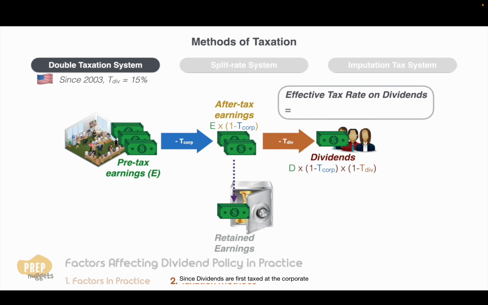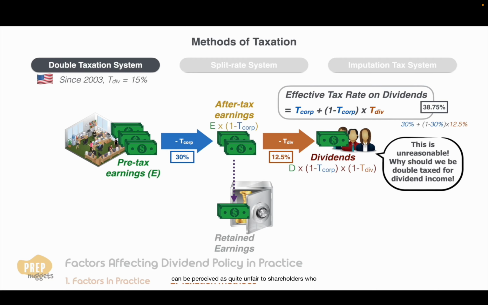Since dividends are first taxed at the corporate level, with the after-corporate tax amount taxed at the individual level, we can calculate the total effective tax rate as the corporate tax rate plus 1 minus the corporate tax rate times the tax rate on dividends. So, for example, if the corporate tax rate is 30% and tax rate on dividends is 12.5%, the effective tax rate on dividends would be a whopping 38.75% for the shareholders. As you can see, the double taxation system can be perceived as quite unfair to shareholders who receive dividends.